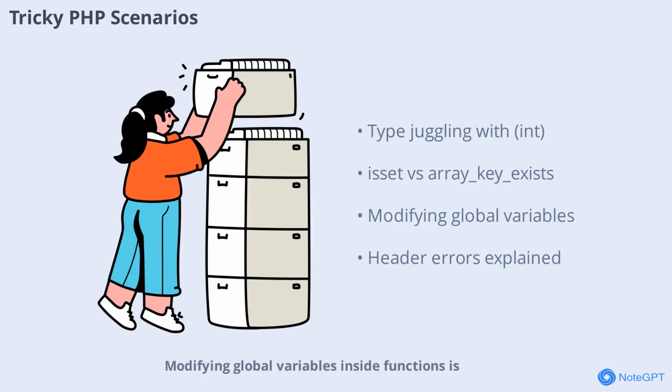Modifying global variables inside functions is possible using the global keyword or $GLOBALS, much like updating an office notice board from your cabin. And remember, calling header after echo leads to a "headers already sent" error, similar to sending a courier after sealing the box. These real-life analogies help clarify tricky PHP behaviors.